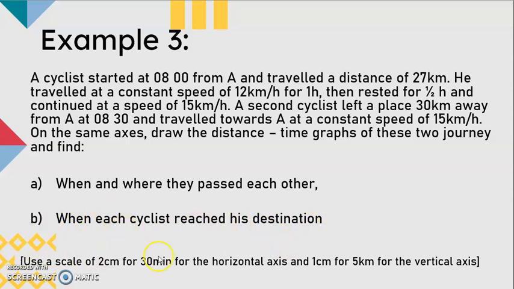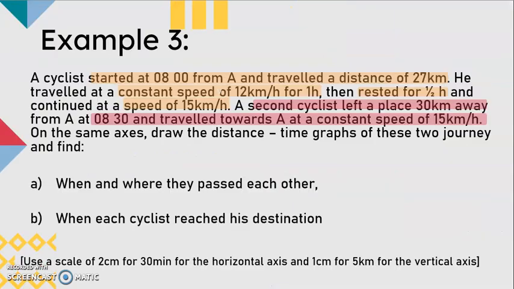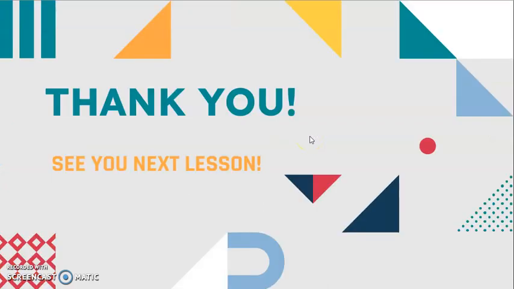Okay, remember you have to use this scale. Remember there are two cyclists here, cyclist 1 and also the second cyclist. Please complete your example 3. If you have any questions, you may ask me. After you complete example 3, I want you to start with your exercise on distance time graph.